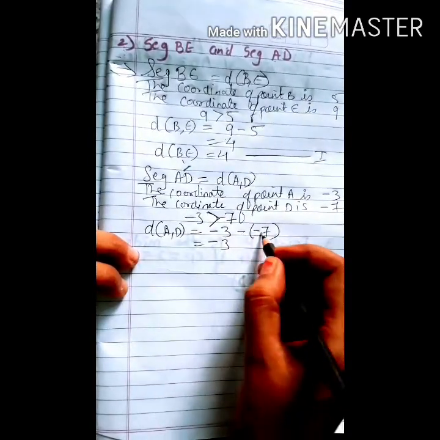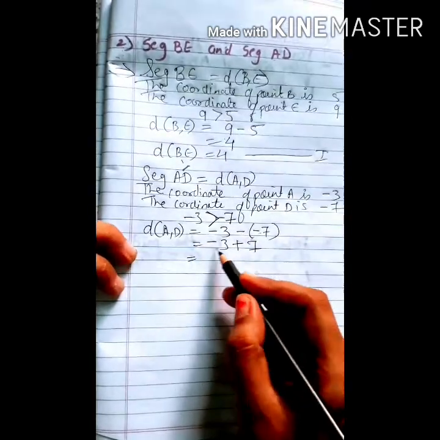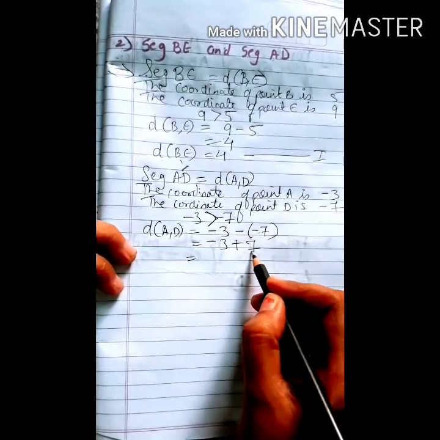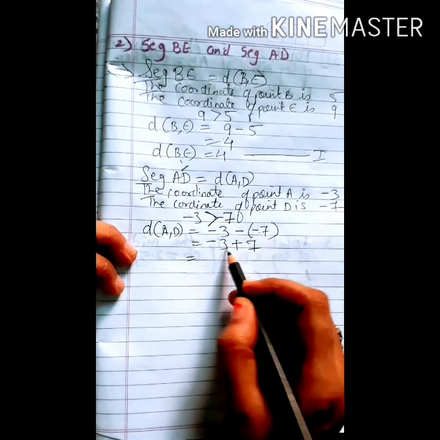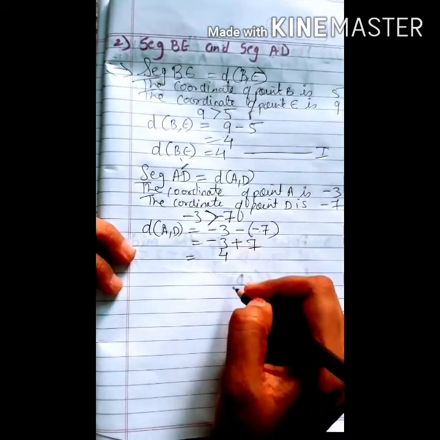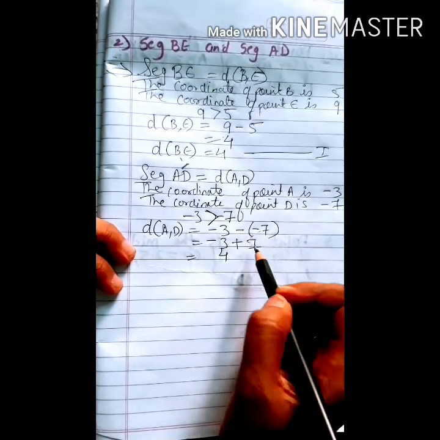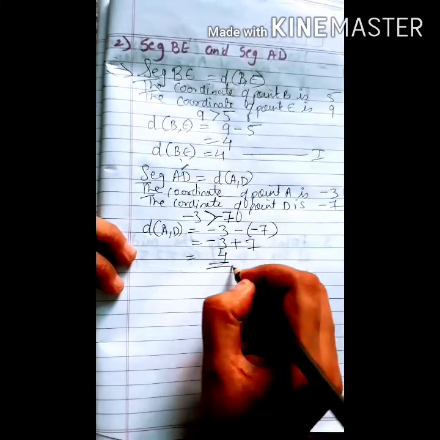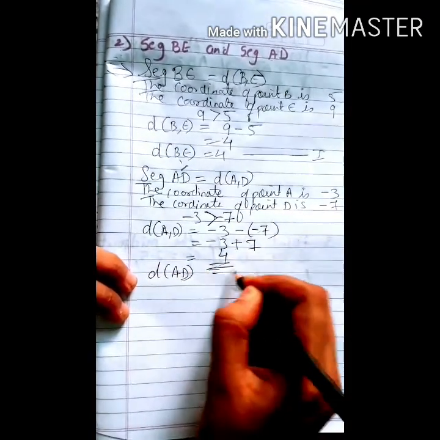Minus 3 minus minus becomes plus 7. Now minus 3 and plus 7. It means minus and plus. 7 minus 3, how much? 4. We have to put the sign of the bigger number. Among 3 and 7, which is the bigger number? 7. So the 4 will be a positive number. So distance of AD is given 4.